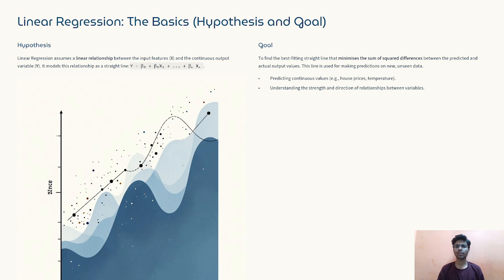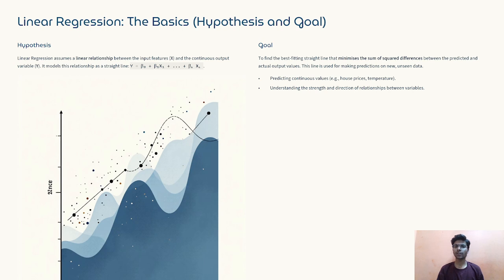Linear regression on the basis of hypothesis and goal. The hypothesis, given in this chart: linear regression assumes a linear relationship between the input feature x and the continuous output variable y. It models the relationship as a straight line with this formula: y equals beta 0 plus beta 1 x1 plus so on up to beta n xn.